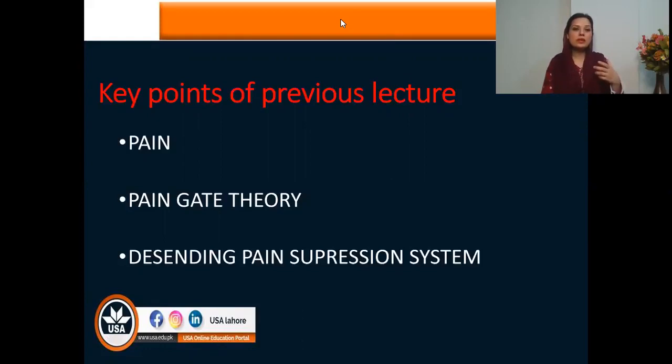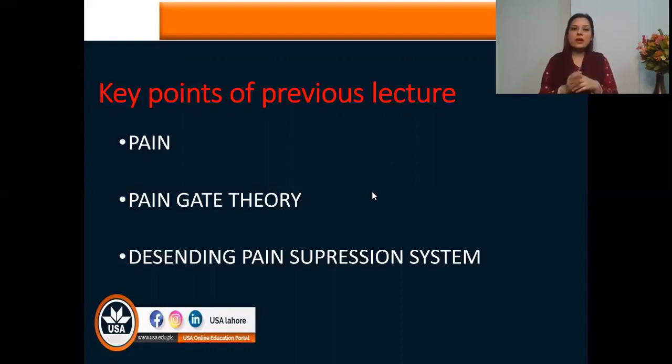We stimulate the large diameter traffic, and by this we can suppress the small diameter traffic. This is said to be the pain gate theory, which was proposed by Melzack and Wall: if you stimulate the large diameter traffic, it will dominate over the small diameter traffic, and this way it will close the gates for pain from the small diameter traffic.